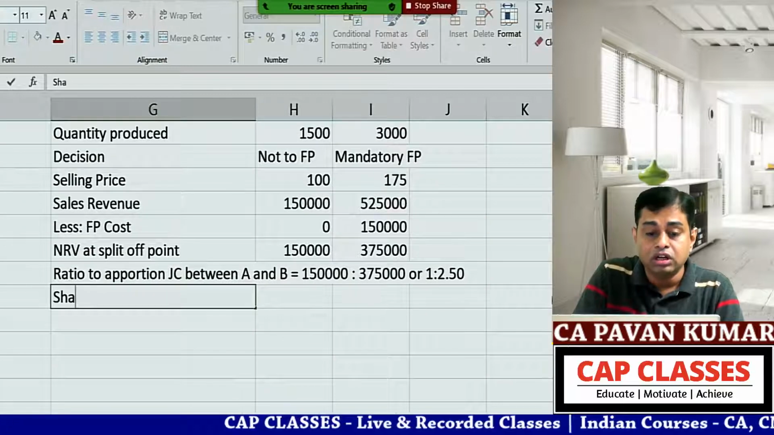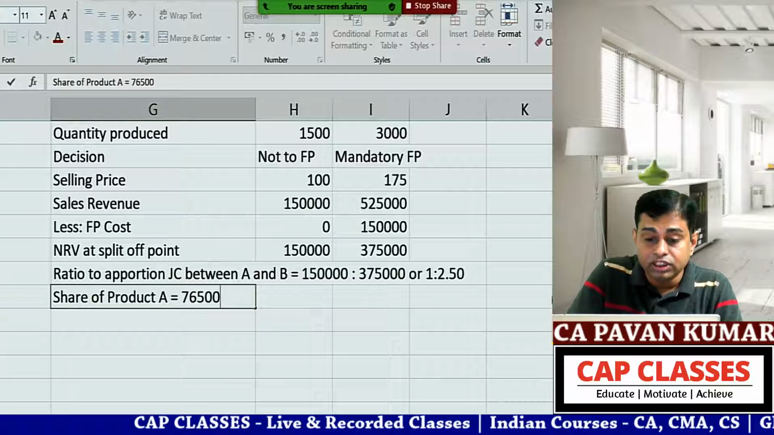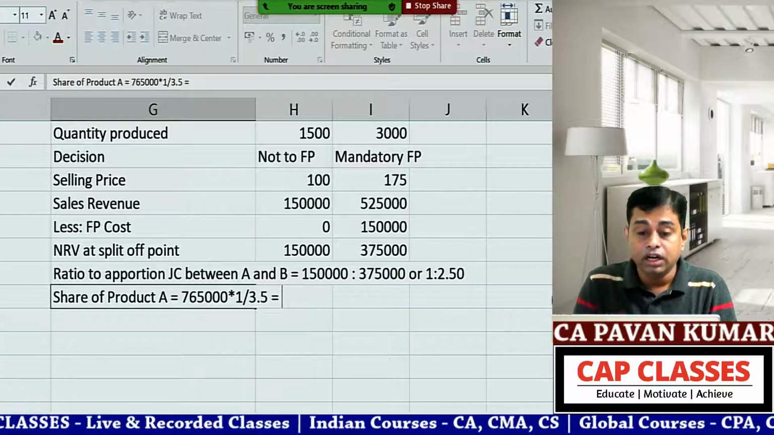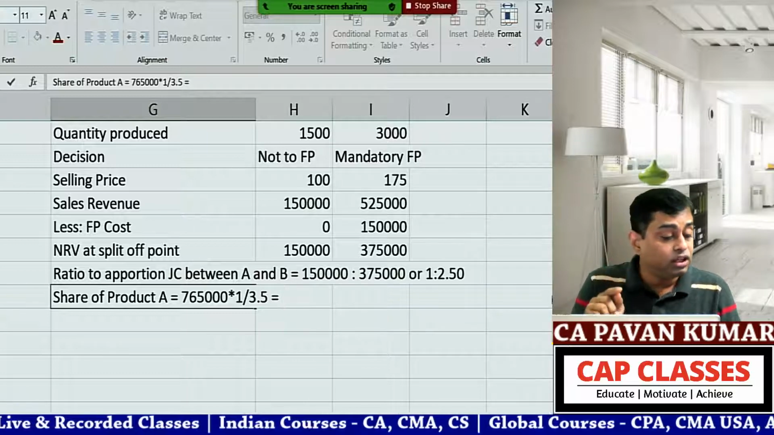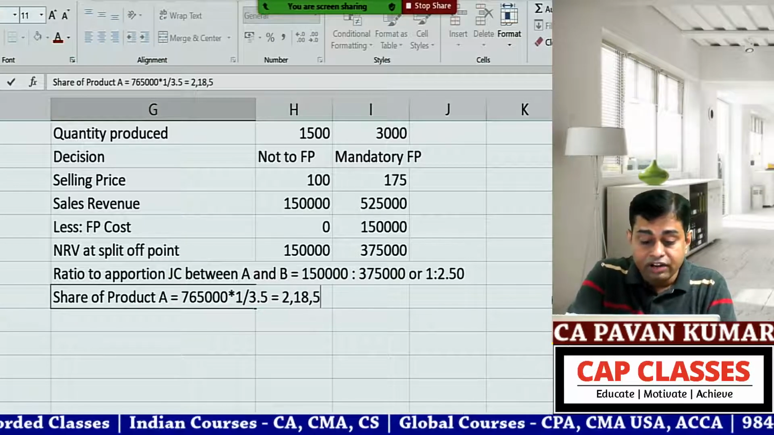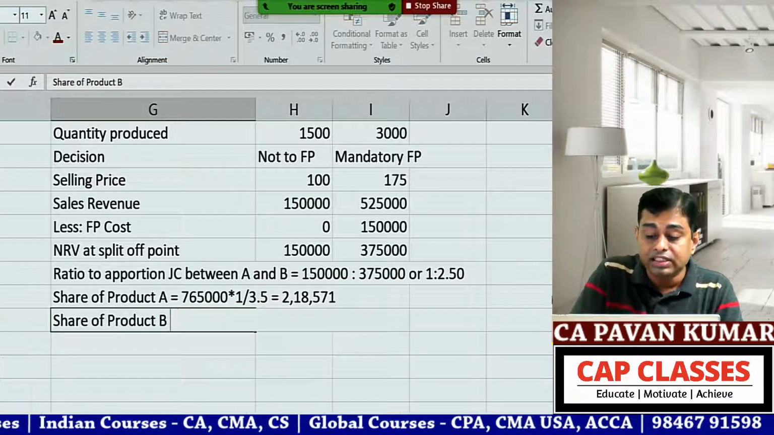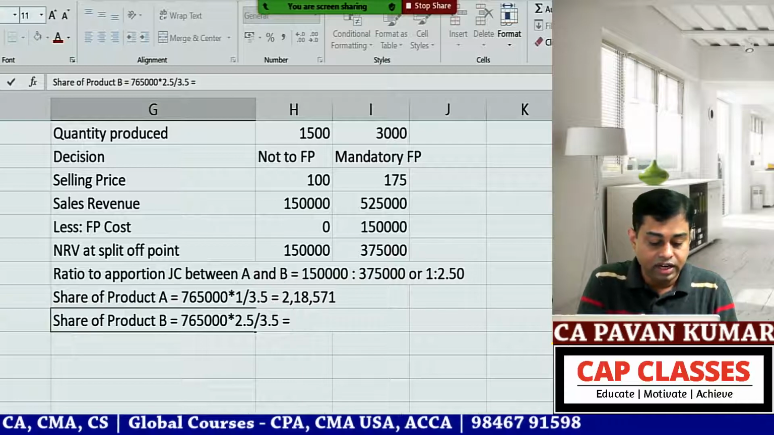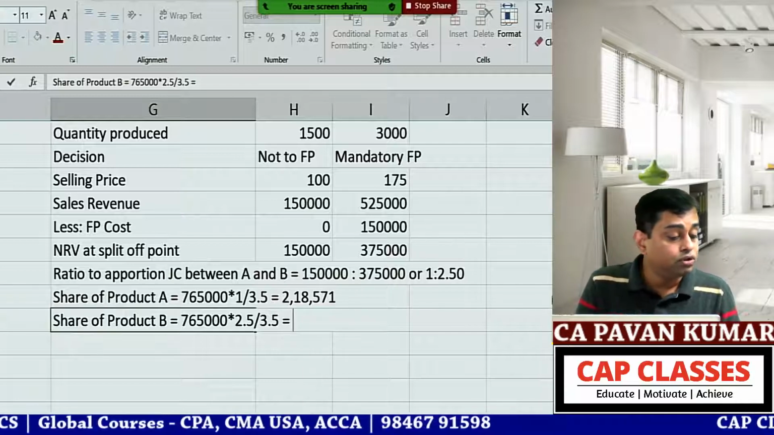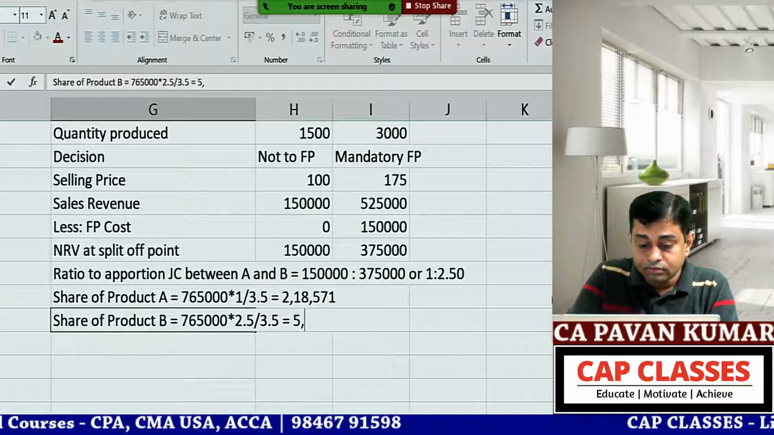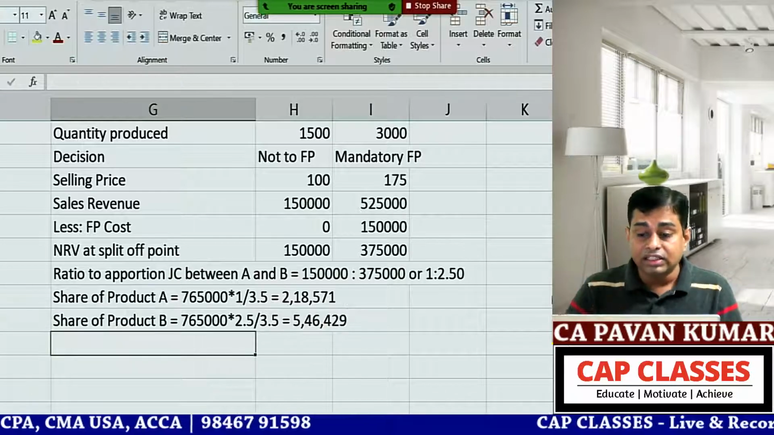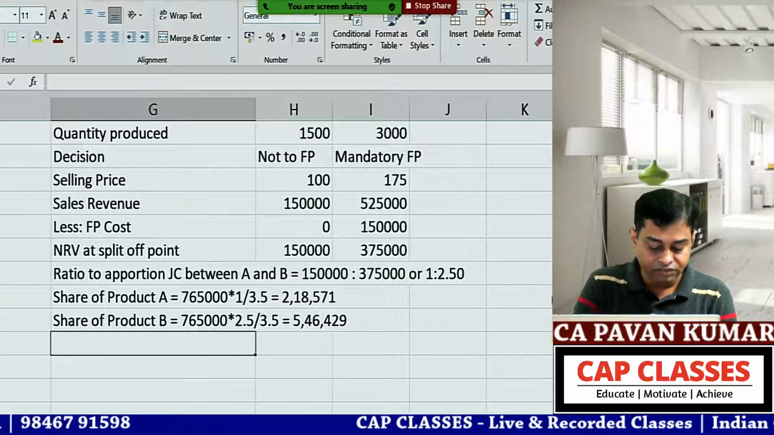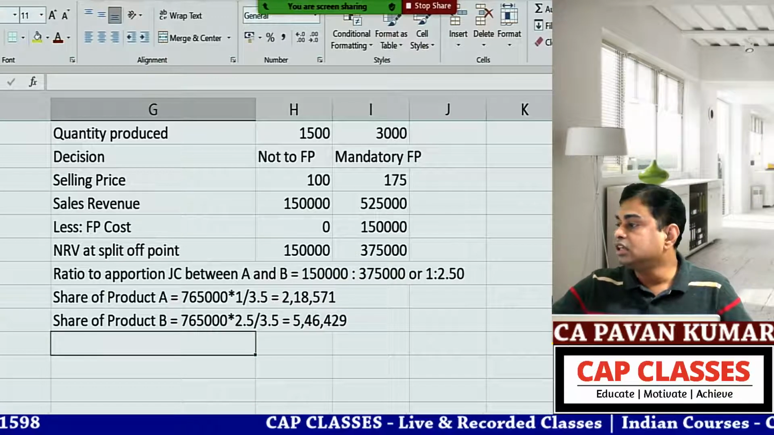So what is the total joint cost? We have calculated 7,65,000. So the share of product A is 7,65,000 into 1/3.5. Take your calculator. That comes to 2,18,571. Correct. Then the share of product B is 7,65,000 into 2.5/3.5. That comes to 5,46,429. This is the answer. The answer is over. But do you remember I told you always after calculation add both, just to confirm whether your arithmetic is proper or not. 2,18,571 plus 5,46,429, yes, I got 7,65,000. Correct. That's all. This is the problem.